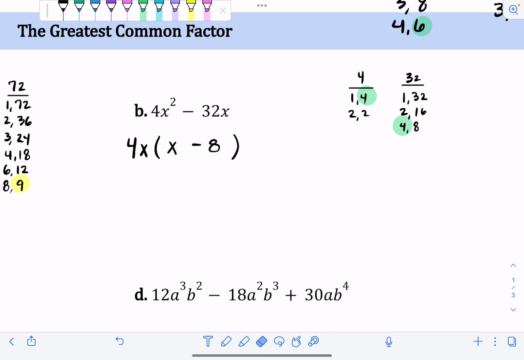Okay, so final answer, 4x times x minus 8. And you can also always check your answer by distributing. So if I wanted to check this really quick, I could do 4x times x is 4x squared. 4x times negative 8 is negative 32x, and it should bring me back to my original problem. So that's a good, quick, easy way to check your work as well.